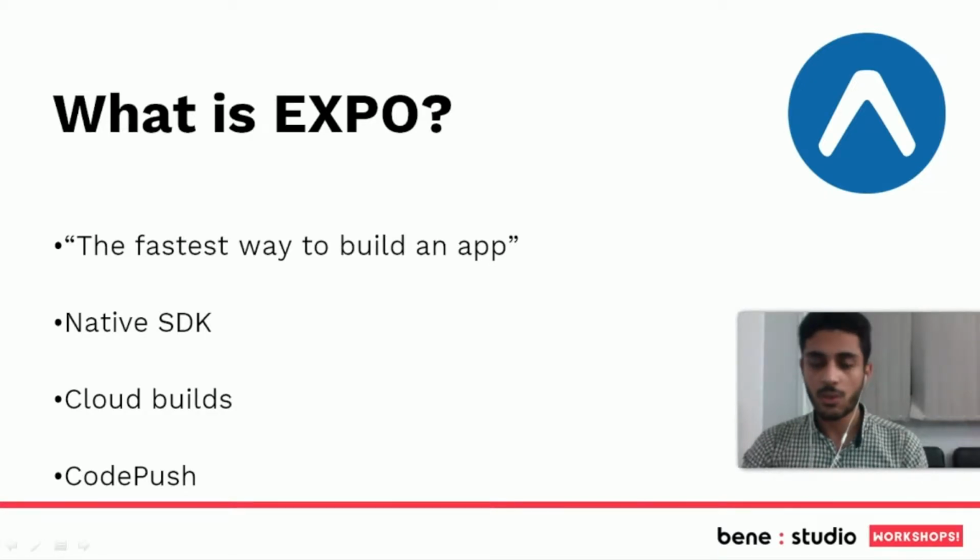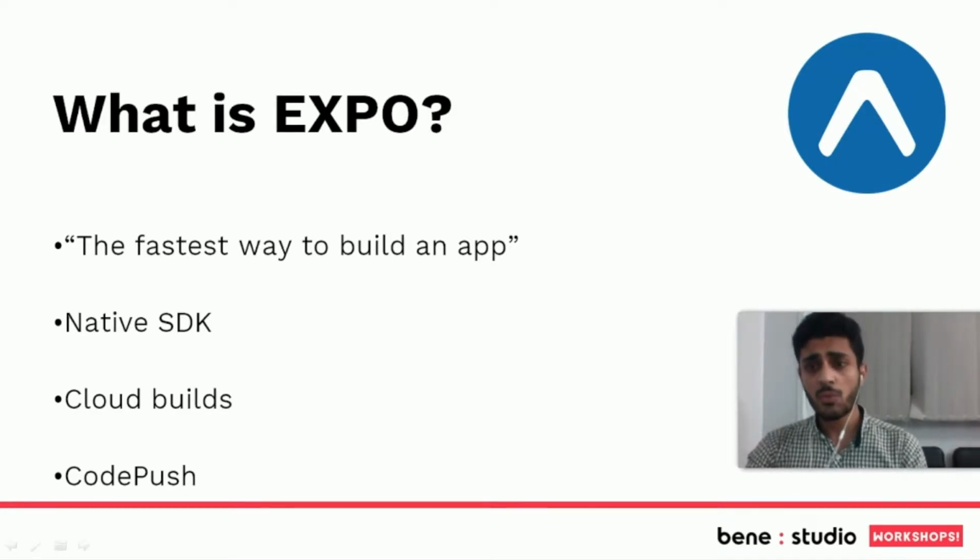And the topic of this presentation is Expo. Expo is not its own framework, it's not its own library, it's built on top of React Native itself. So Expo uses React Native, and it has its own way of building a mobile application using React Native. As the Expo team themselves label it, it's the fastest way to build an app.